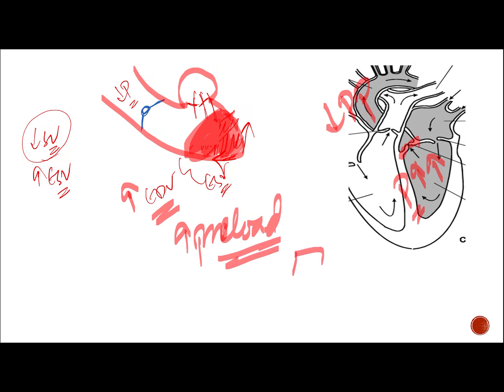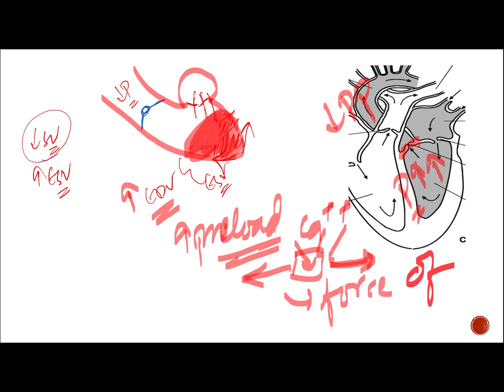So increased preload means the myocytes are basically stretched very far apart. Because of the increased volume, the myocytes are stretched apart, and that will cause increased calcium entry into the myocyte, and that will increase the force of contraction of the ventricle. So the force of contraction is increased.